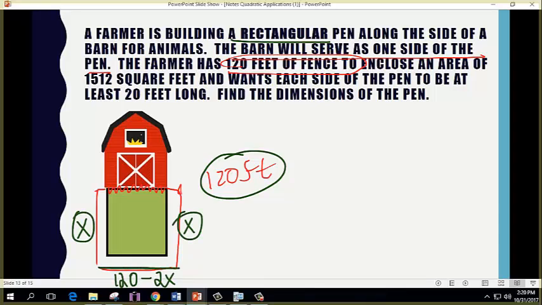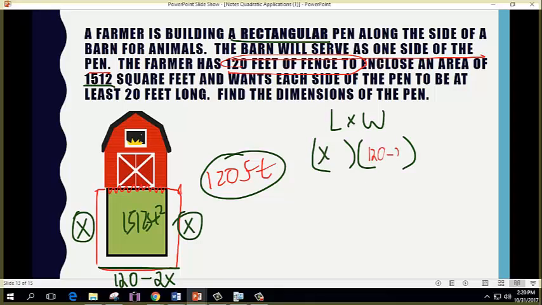Now, once we have that, it has to enclose this area of 1512 feet squared. So how do you find the area of a rectangle? Well, it's length times width again. We don't really care which one's which. So I can say my length is x. That means my width has to be the other one, which is 120 minus your two x's because of your two sides. One side here, and one side here.